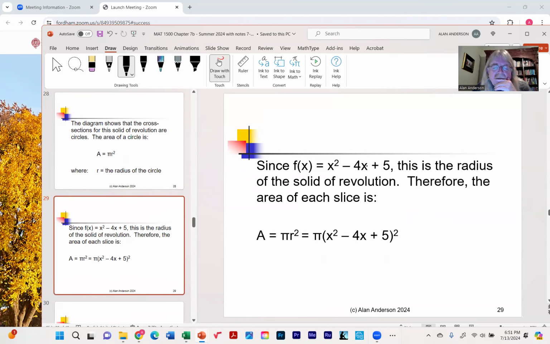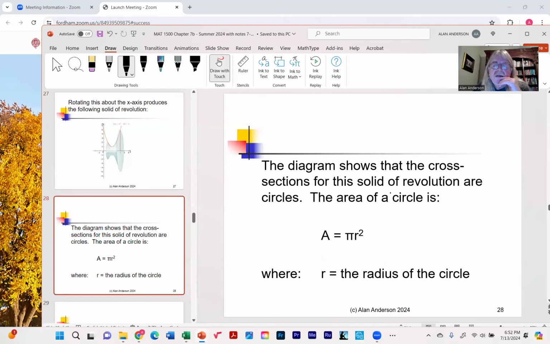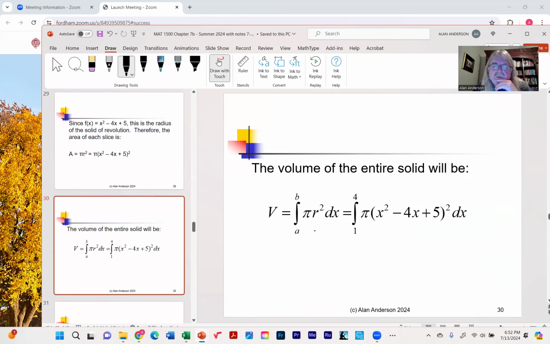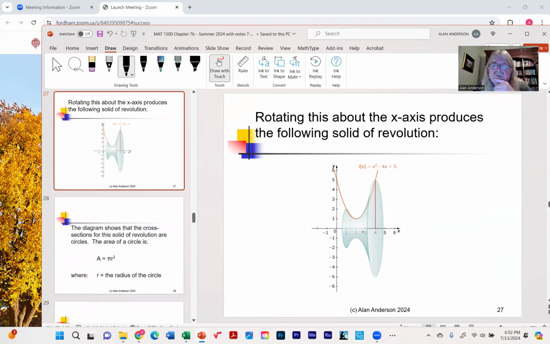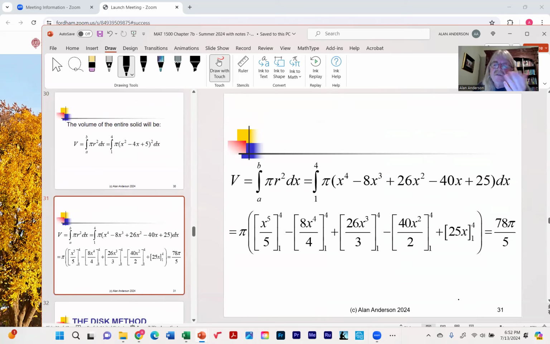And this function, the radius is the height of this function at the point x. Okay, so the radius is replaced with this function. And we'll integrate this from a to b, whatever that happens to be, whatever area we're interested in. And when you're finally done with all the power rule and actually evaluating it from 1 to 4, it turns out that we end up with 78 pi over 5.